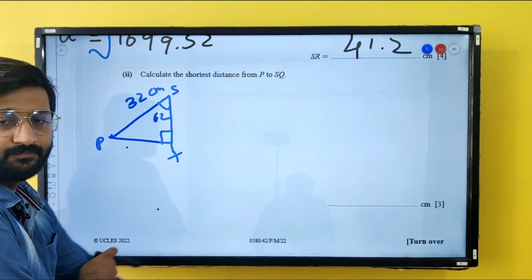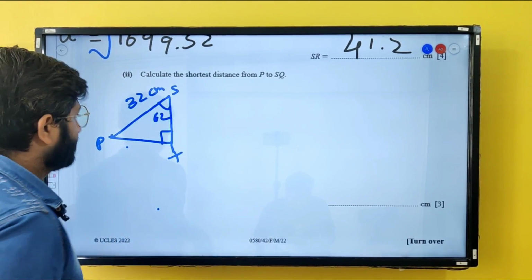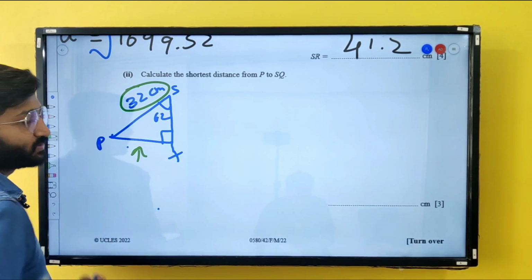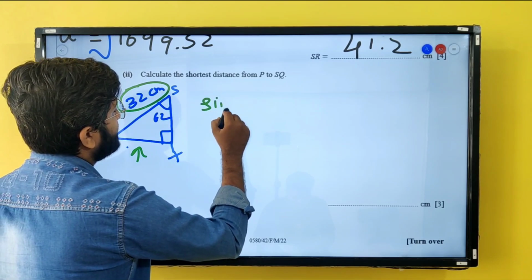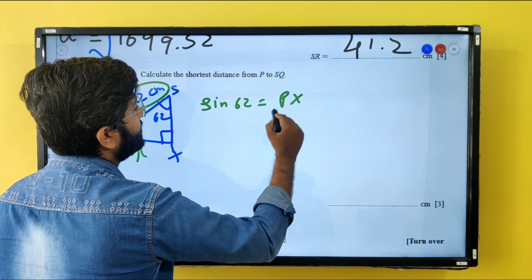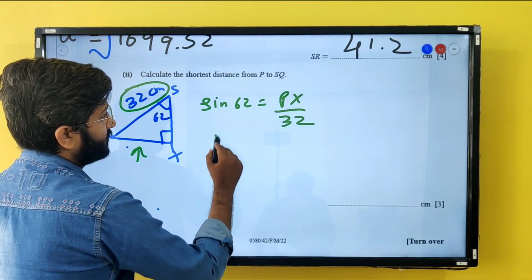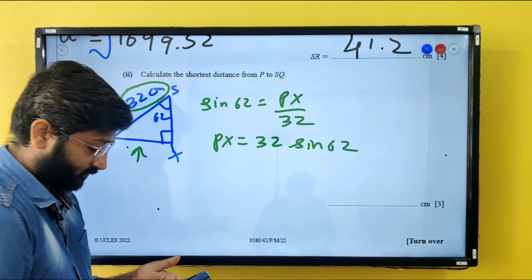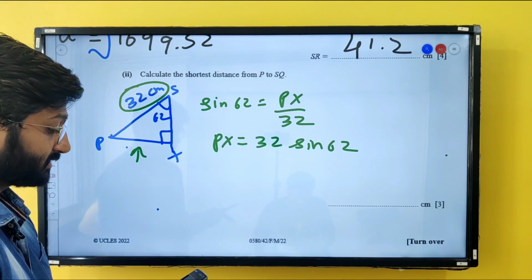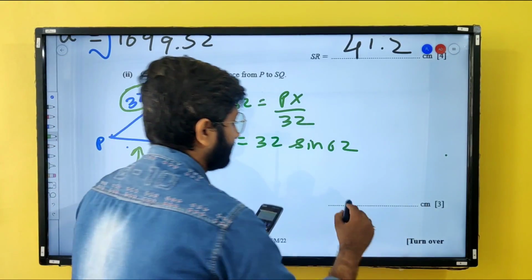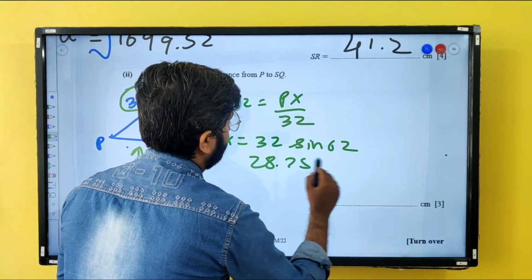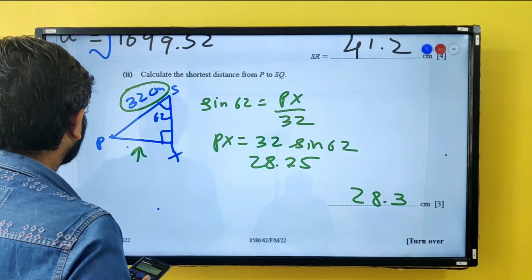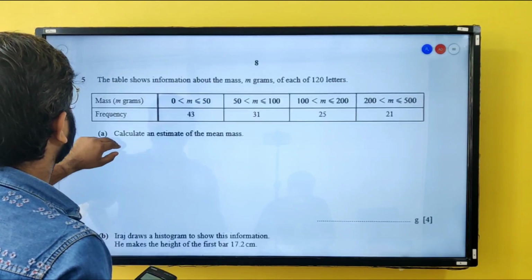Easy. We'll use SOHCAHTOA. We have this angle, we are supposed to find the opposite, and we also have the hypotenuse. So we'll use sine theta. So sine 62 is equal to opposite upon hypotenuse. So PX is 32 times sine 62. It's 28.25. So I'm writing this as 28.3 centimeter. Let's move to the next question.